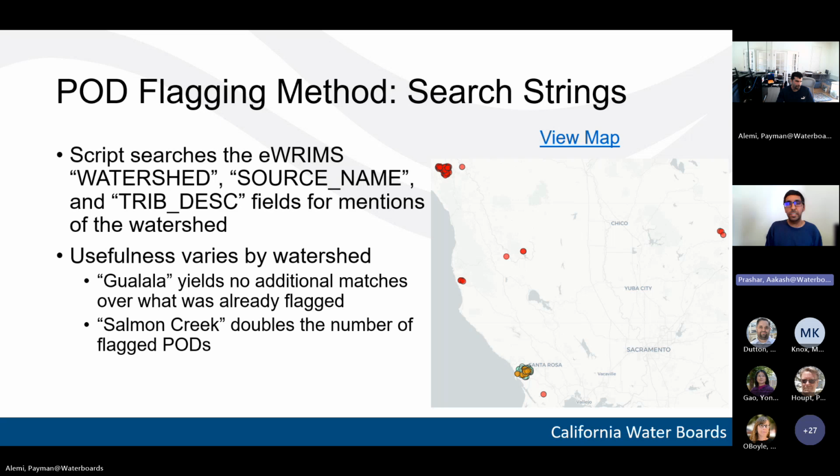And then for the Salmon Creek watershed, it had the opposite effect, where a lot of false flags came up and ended up doubling the total number of flagged PODs. That's actually what's on the image on the right. It's all those PODs, and they all seem to have Salmon Creek written somewhere in their fields in ERMs.